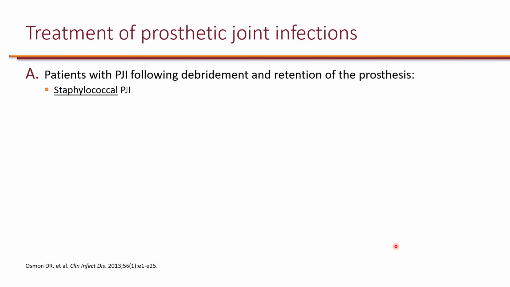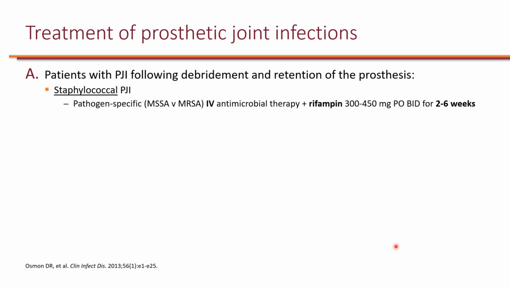Now, for prosthetic joint infection due to Staphylococcus aureus, so either MSSA or MRSA, which would be based on the results of the culture, IV antimicrobial therapy is absolutely essential for initial therapy. And this has to be in combination with rifampin because of the risk of the presence of biofilm. What rifampin will do is actually help dissolve the biofilm, which allows both the rifampin and whatever we use for MSSA and MRSA to penetrate the source of infection, which is on the prosthesis. And this combination will have to be continued in the patient for 2 to 6 weeks.